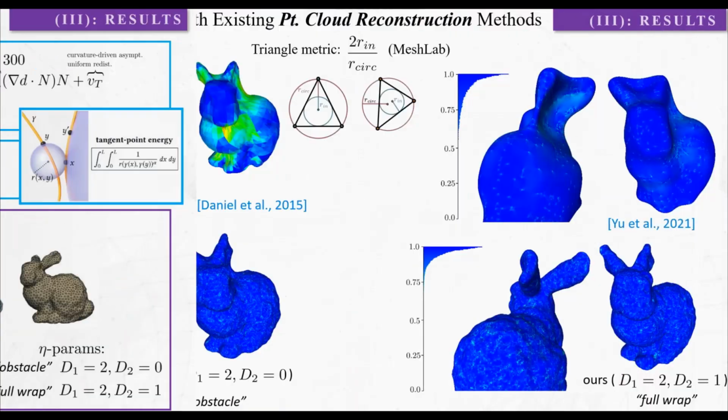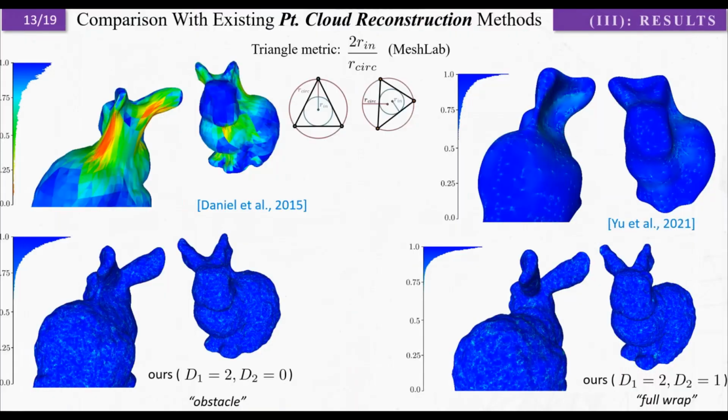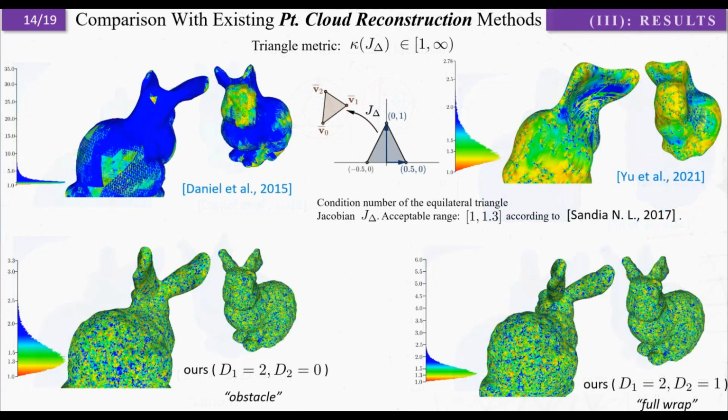First, we evaluated a simple in-radius to circumradius triangle quality metric from MeshLab, where we see a huge improvement of our obstacle configuration against Daniel and colleagues' result. And now we utilize our custom equilateral triangle Jacobian condition number quality metric, which also shows better histograms, comparable to the technique by Yu and Crane, which also internally remeshes for some time steps.